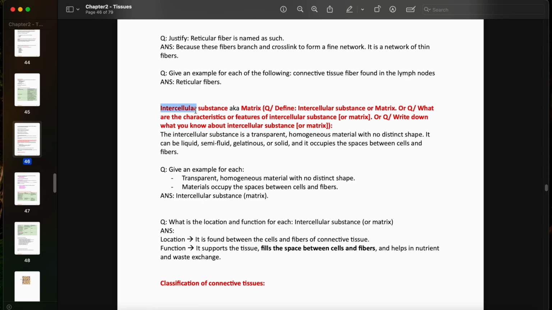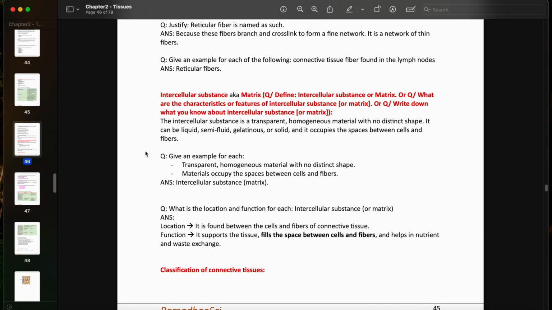And the function, it supports the tissue, fills the space between cells and fibers. So it fills the space, that's their function, and helps in nutrient and waste exchange. Here, I'm reading from this. So if you have a question telling you to give an example for each of the following, a transparent, homogeneous material with no distinct shape, it's the intercellular substance, aka the matrix, or materials that occupy the space between the cells and fibers, it's also the matrix, or the intercellular substance.